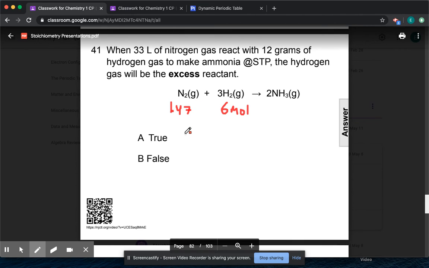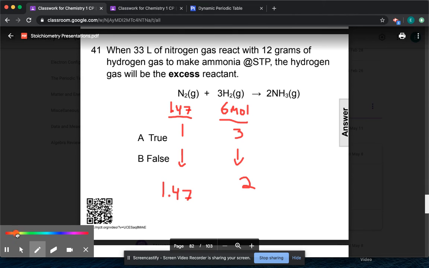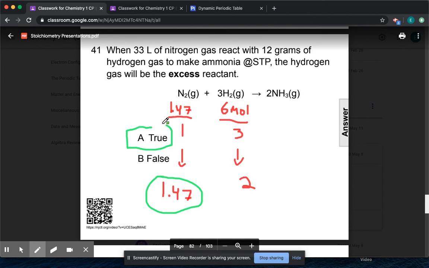Now, the final step, or step 2, is now we have to divide everything by the coefficient. This is going to be divided by 1. This is going to be divided by 3. So this comes out to be 2. And this is going to come out to be 1.47. Which one is smaller? The 1.47 is smaller, which means nitrogen is your limiting reactant, and that makes hydrogen the excess reactant. So the answer here is A, true.